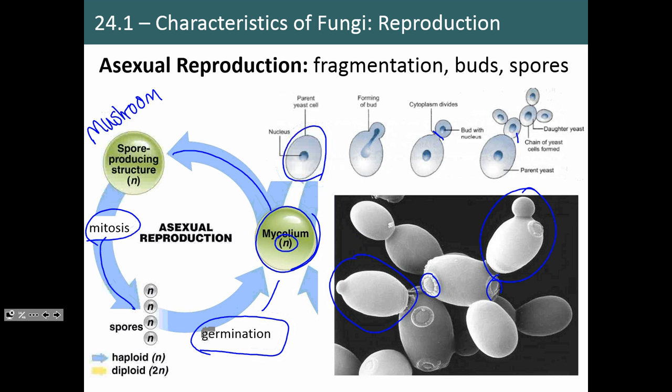And so we can have vegetative reproduction through fragmentation. We can have the spore reproduction where we're making a clone. And then we have budding mostly in our single-celled species.